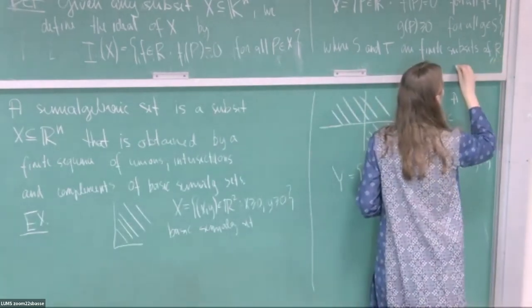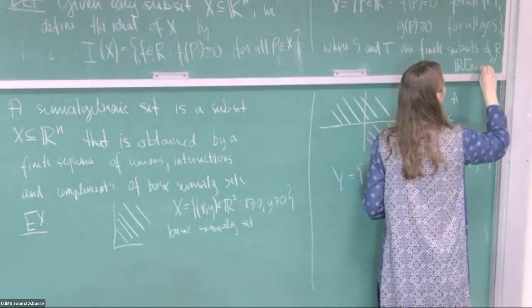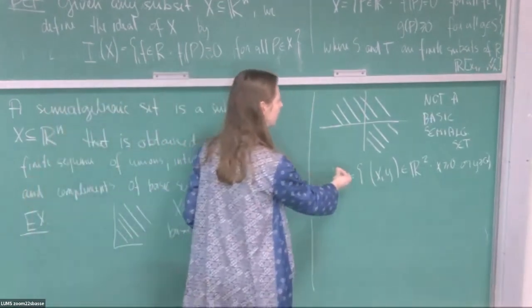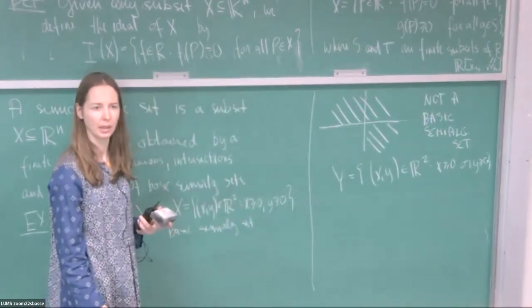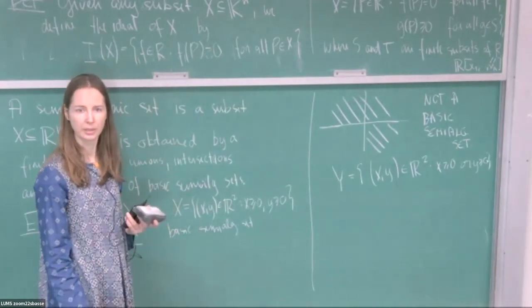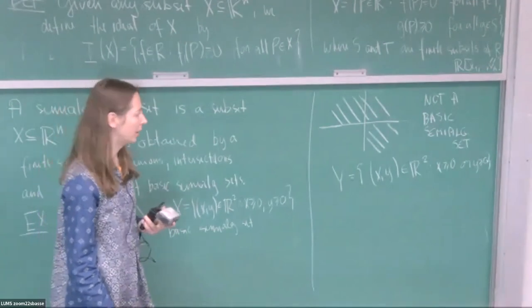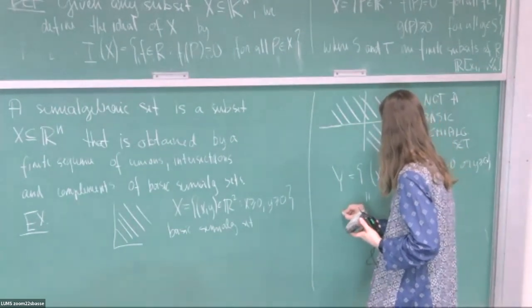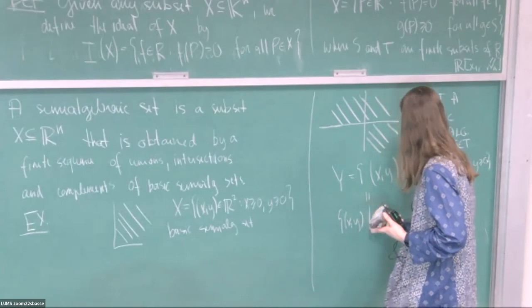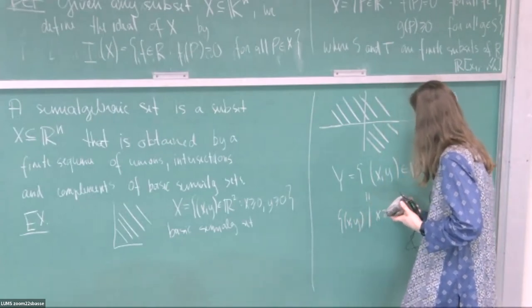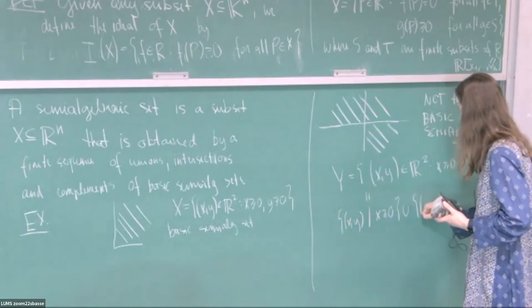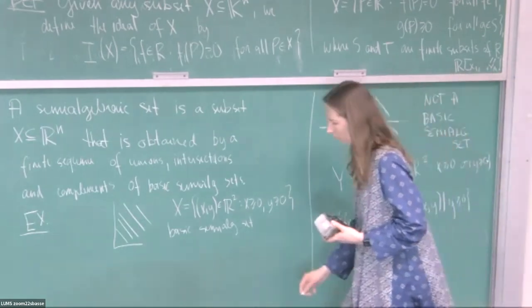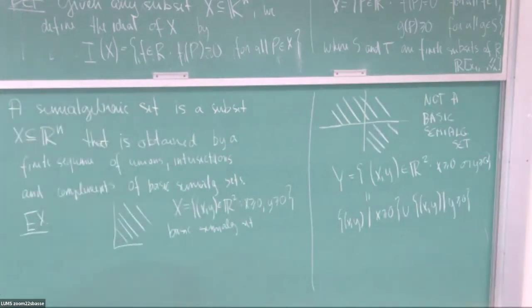And in this case, is it clear how to write it, let's say, in terms of the basic semi-algebraic sets, right? It's the union of the set of x and y such that x is equal to zero, and the set of x and y such that y is greater or equal than zero. So OR corresponds to the union.